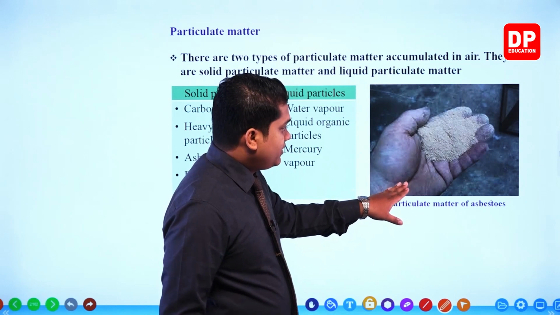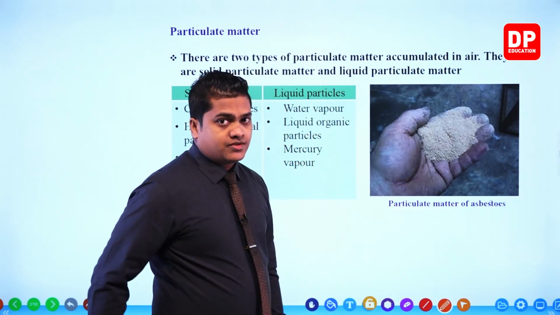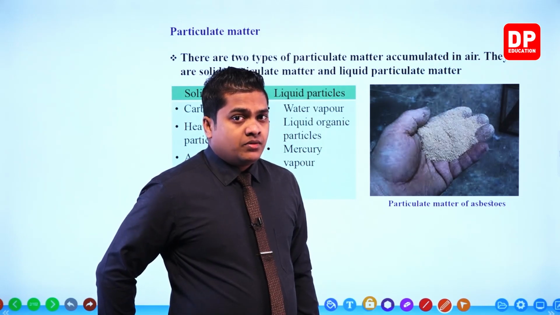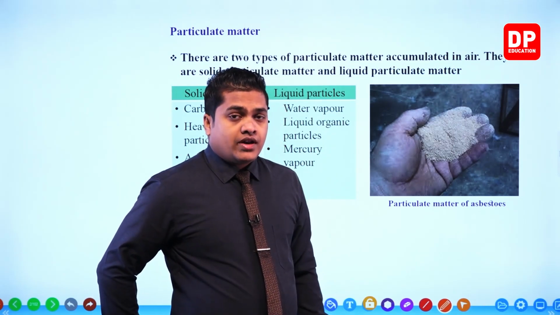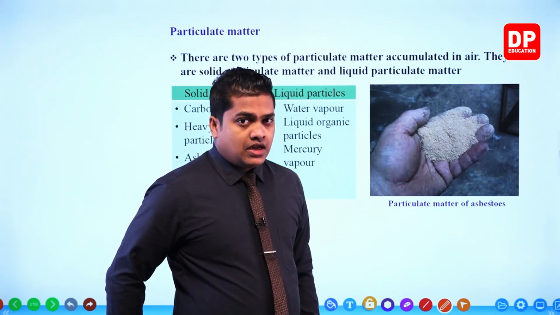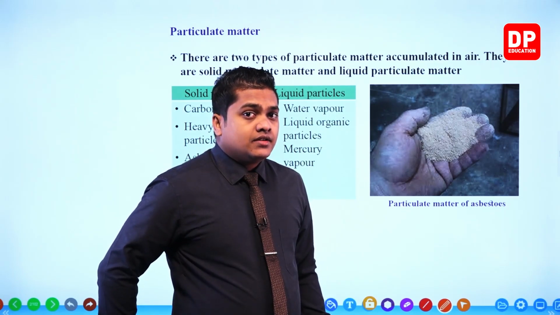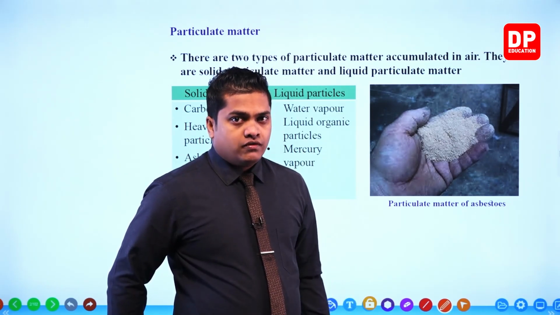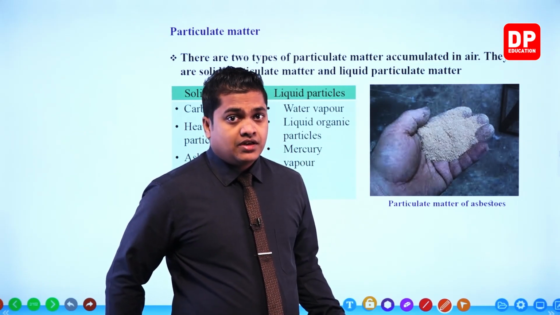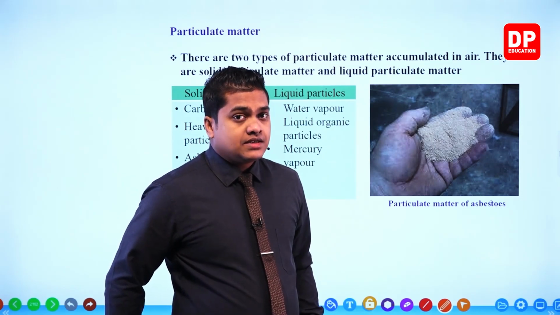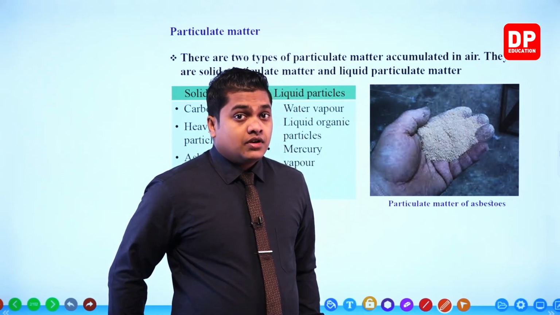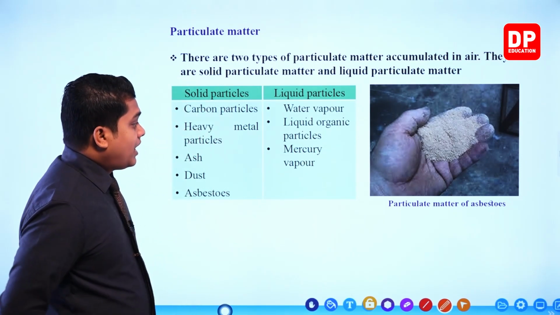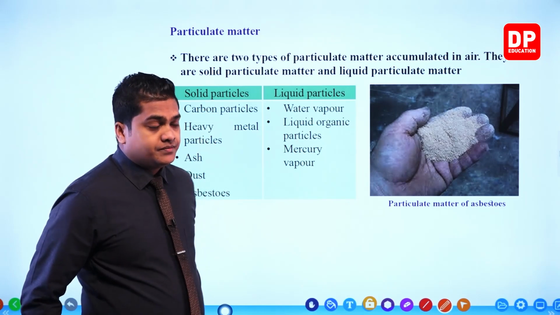So here you are given a figure about particulate matter of asbestos. There's a special thing about asbestos. I think you have heard about asbestosis. Asbestos particles enter our lungs or our respiratory system and get filled over there, and because of that, wheezing, cough, and sometimes cancers may also develop within our lungs and respiratory system. So these particles give out several adverse effects to organisms.